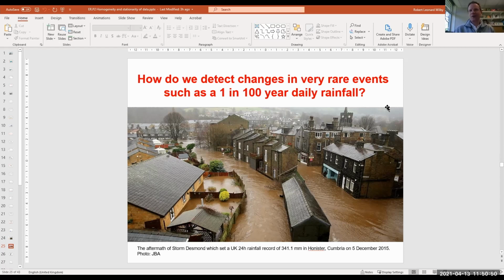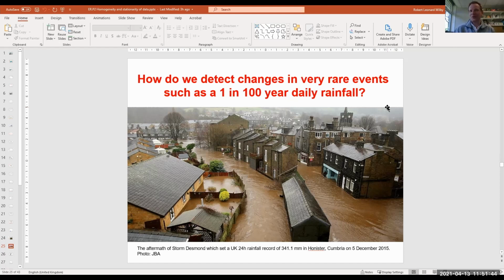So how are very rare extreme events changing? We're not just talking about changes in the mean or changes in annual statistics. We're talking about how the really big damaging events have changed through time. And this image here, for example, shows you what a 1 in 100 year rainfall event looks like in the UK. This was a huge flood event associated with Storm Desmond in 2015, in which parts of the northwest UK received more than 300 millimeters of rainfall in 24 hours. Based on available statistics and data, it was estimated that this was a 1 in 100 year event.